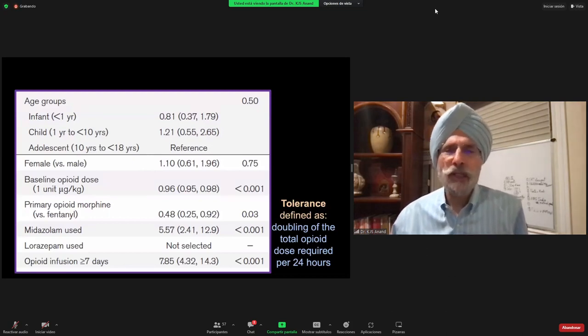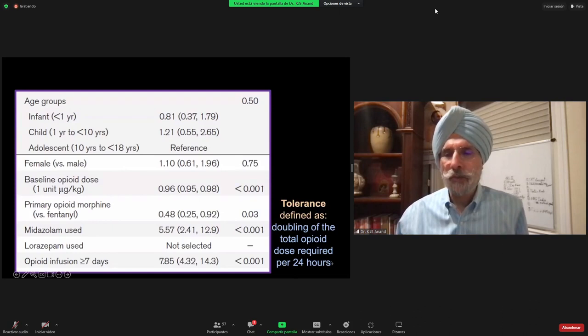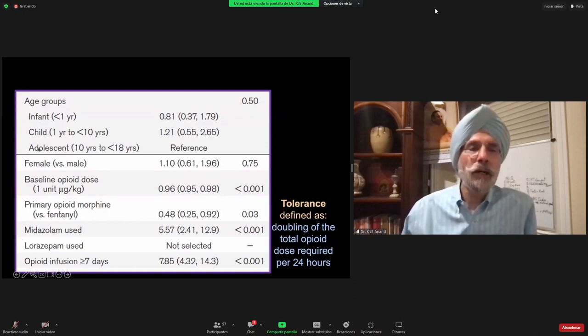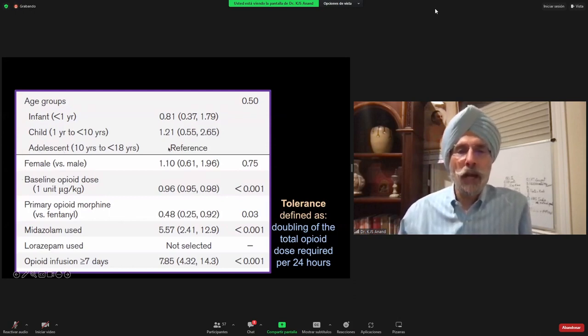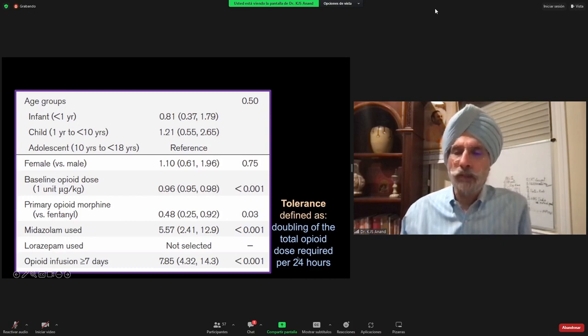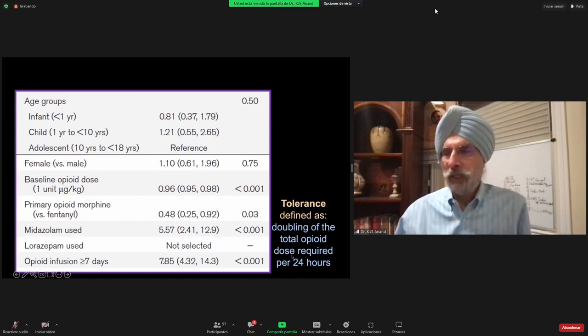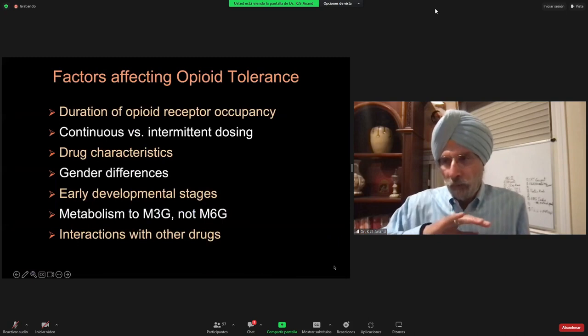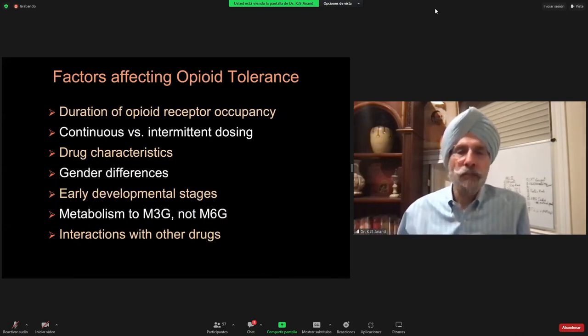So here are some results from the MOTIF study, where we found that, compared to adolescents, 1 to 10-year-old children had a slightly higher, and infants a slightly lower, incidence of opiate tolerance. For this study, we had defined tolerance as a doubling of the total opioid analgesic dose required for any 24-hour period, so it was more of an operational definition, while pain scores were being maintained at the same level.